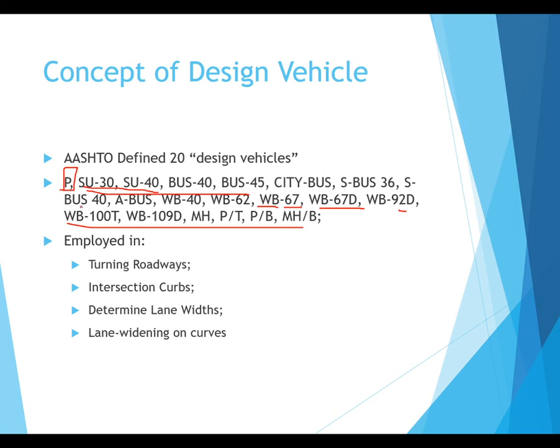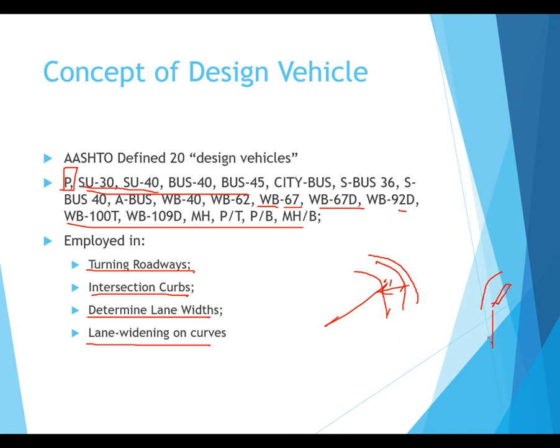We use these design vehicles when we simulate turning roadways, curbs, lane width, and also lane widening on curves. What's the difference between these 3? Turning roadways, when we have a roadway that is turning, we want to know what is the length of this turning, what is the radius of this turning. When we have curbs, when we have an intersection and we want to make the turnings at the intersection, we want to create these islands at the intersection. So we have here this triangular island. We want to know the radius of this turning curve.